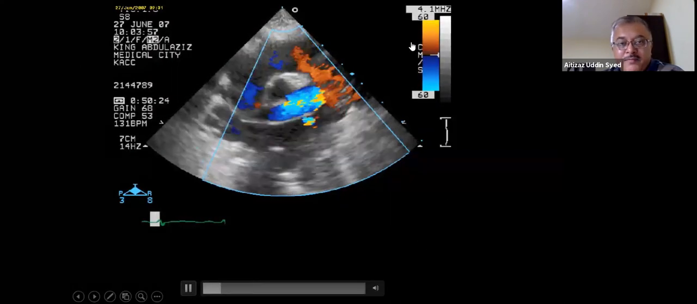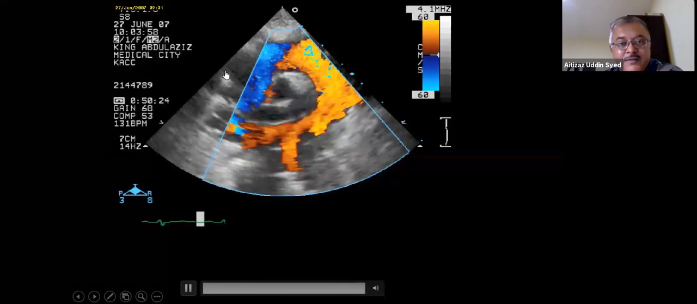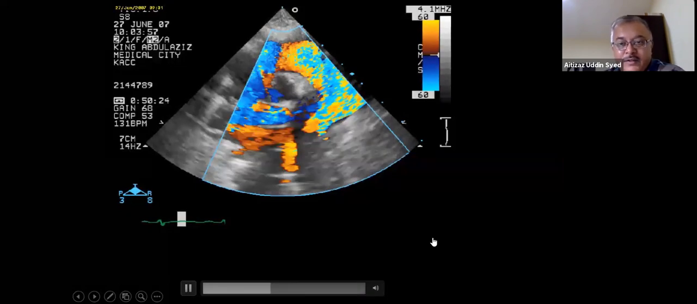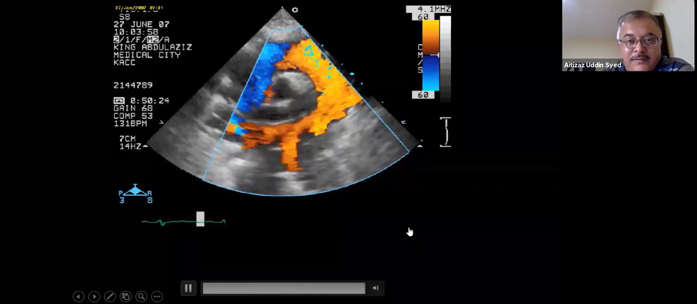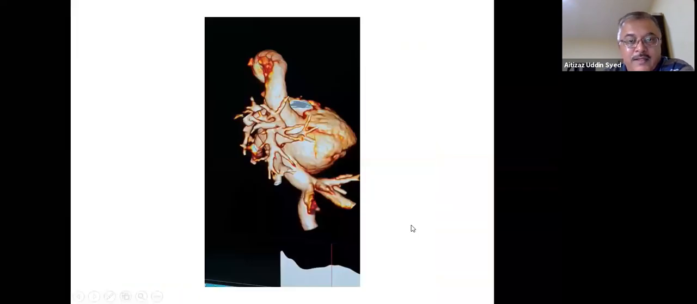But it can be the other way around. This vertical vein can ascend on the right side and join the superior vena cava. It has happened a couple of times here in Medina as well.